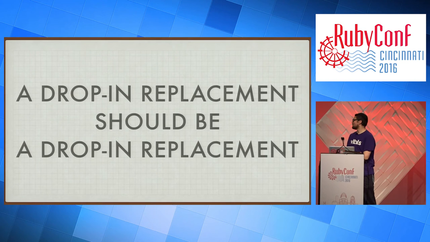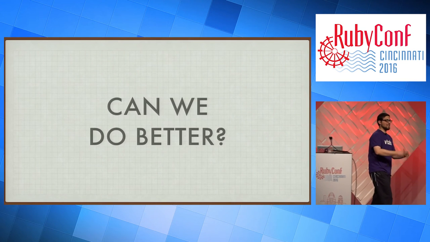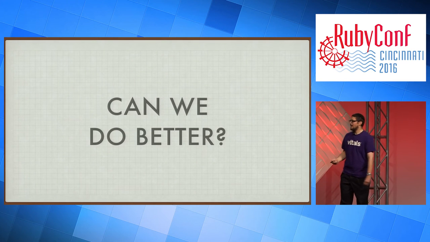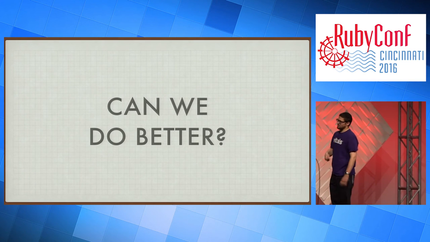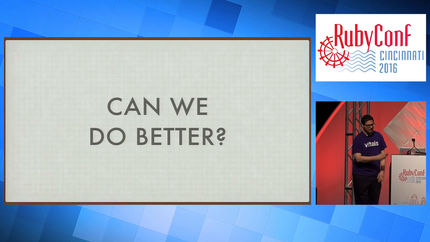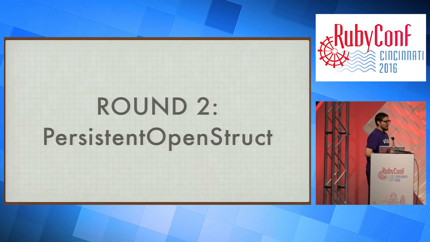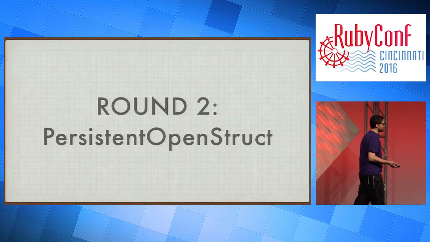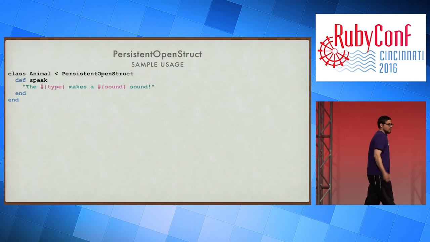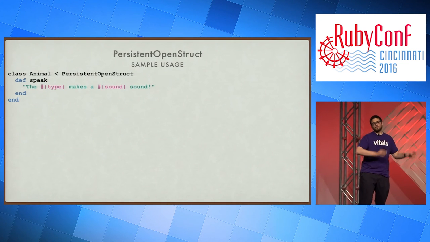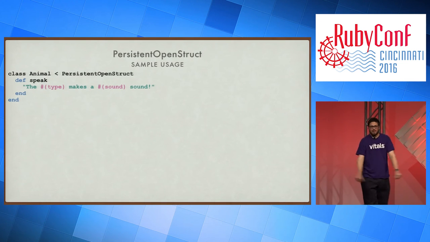So the question became, can we do better? Can we have something that's closer to the actual OpenStruct API and still is performant? So I thought about it, and I came up with an idea, and I called it persistent OpenStruct. I want to show you how it works on the outside, and then we'll dive into how it works on the inside. This is specifically designed for the use case that I spoke about, the advanced version of API consumption.